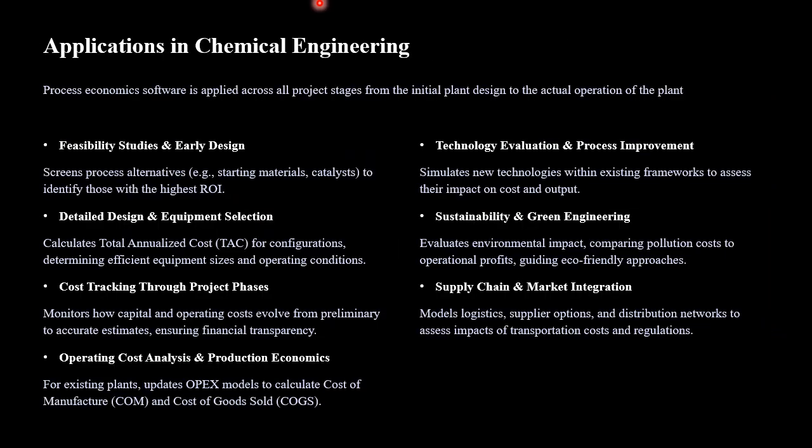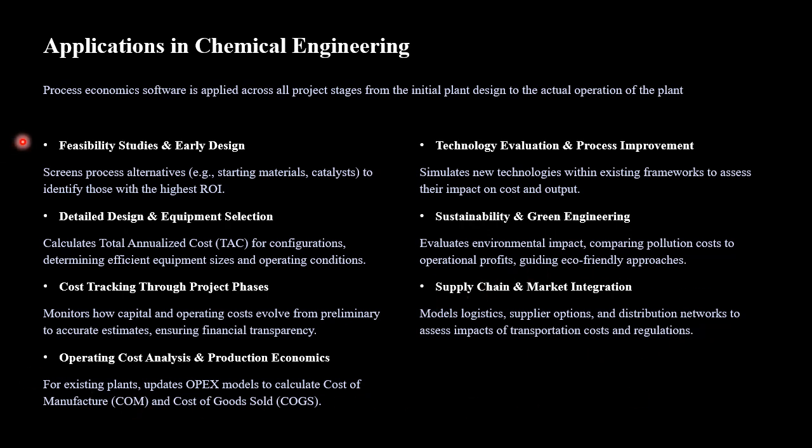The applications of process economic software in chemical engineering are the highlight of this presentation. Process economic software programs are used throughout the plant's life cycle, that is, from the initial plant design to the actual operation of the plants, and thus the steps below have been modeled to follow through from the feasibility studies and early design through to the supply chain and market integration.